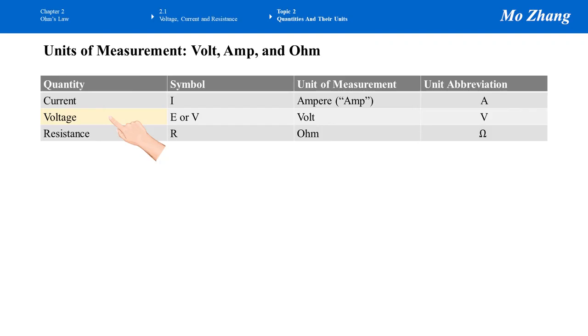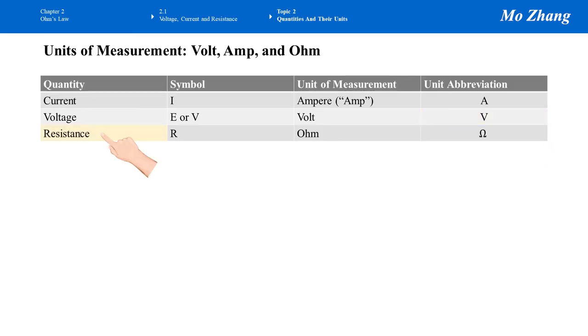The second quantity is voltage. The symbol that represents voltage can be E or V. E stands for electromotive force, but V is the symbol we use more often. From now on, let's use the letter V to represent voltage. The unit for voltage is volt, and the symbol for volt is uppercase V.